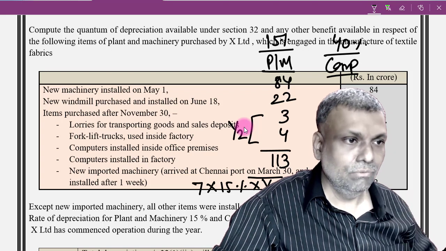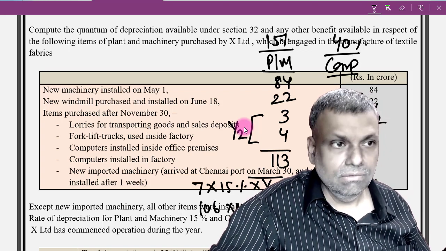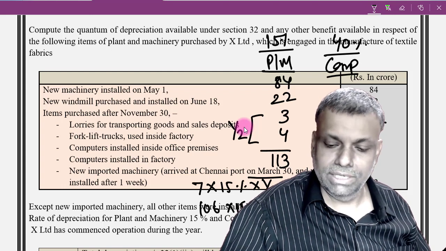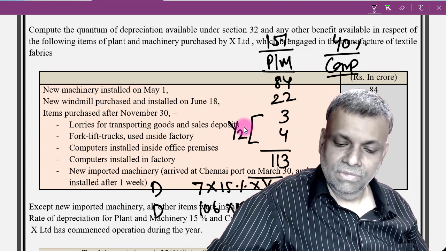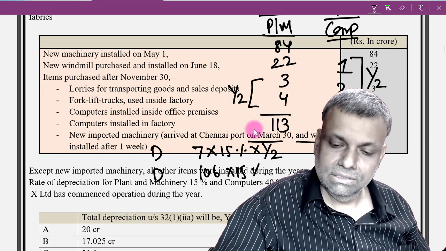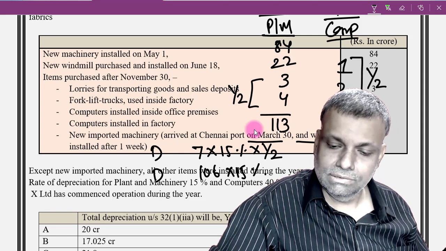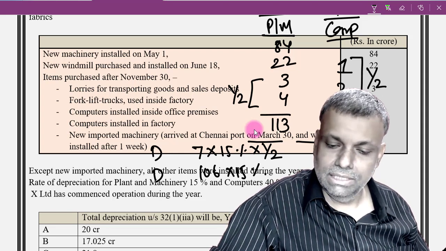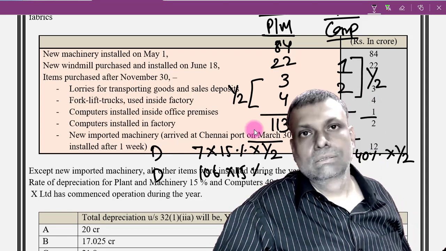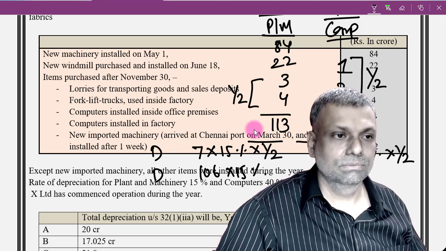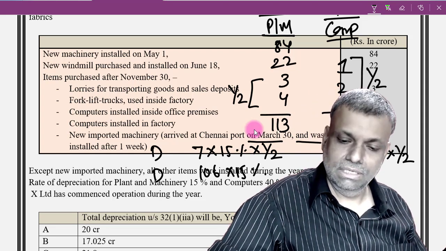On the balance, 84 plus 22, that is 106, multiplied by 15%. That is going to be the full rate. This is your depreciation. Your computer depreciation is going to be 3 lakhs multiplied by 40% multiplied by half the rate, because of the number of days used. So this is going to be your normal depreciation.